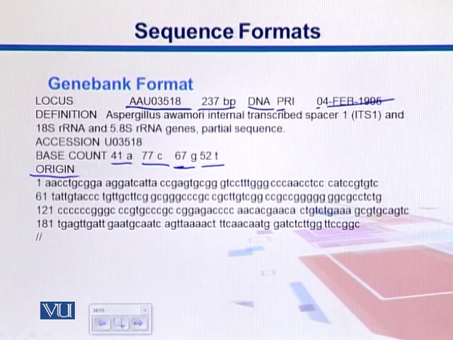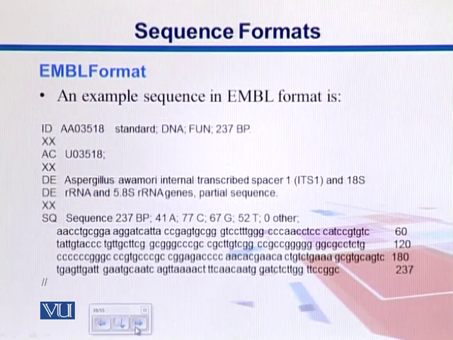Then the word ORIGIN tells us that the actual sequence is coming. We have these lines in which we have 60 bases, split into chunks of 10. That is kind of a standard practice, and sequences end with those slashes. Now the EMBL format is similar to the GenBank format. We have ID, we have accession, we have descriptions represented as DE, and then the sequence starts where the word SQ is, and then we have pretty similar lines as in the previous example, and the sequence ends with double slashes just like GenBank.